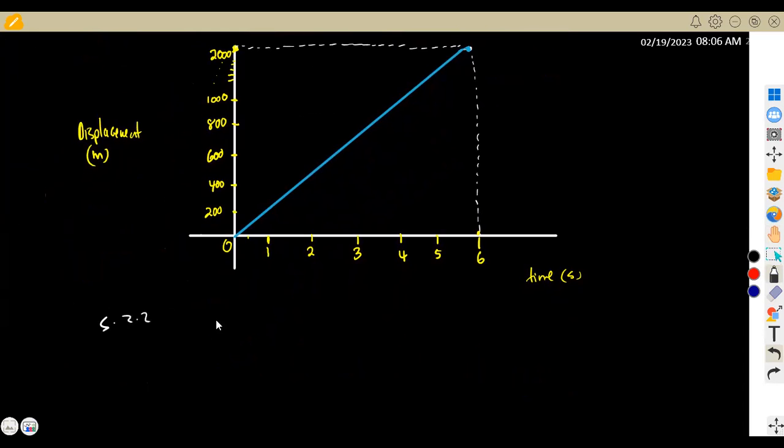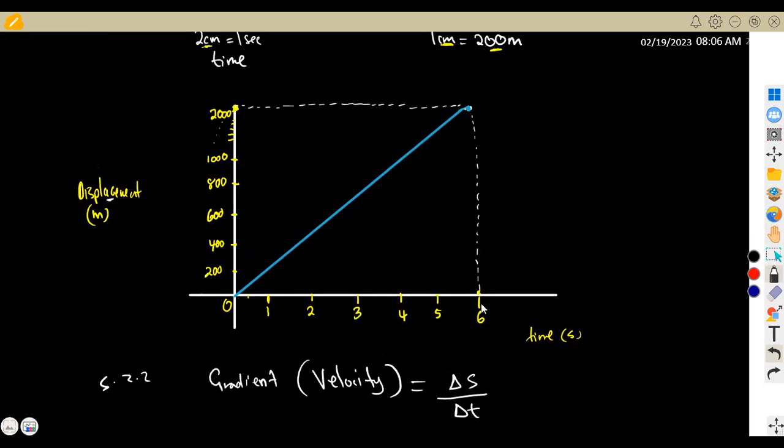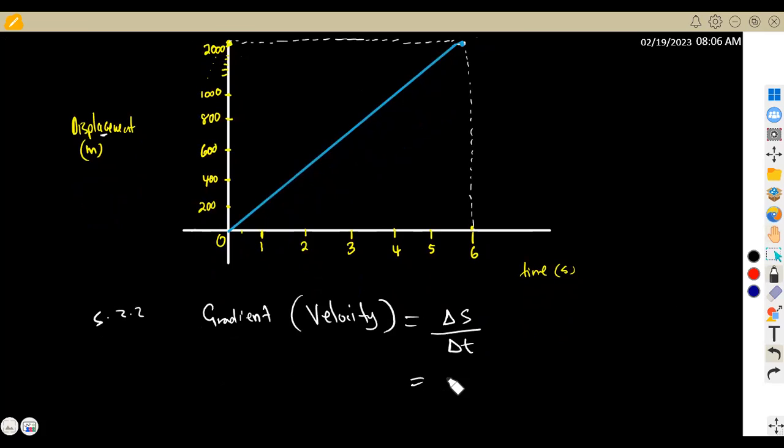So that's 5.2.2. Our gradient, which in this case represents the velocity, is equivalent to the change in displacement over the change in what? In time. So that's the change in displacement over the change in time. You can take a corresponding point, and the best corresponding point to use is at 2000 versus 6. So you can divide 2000, that's 2000 according to the displacement, over 6.